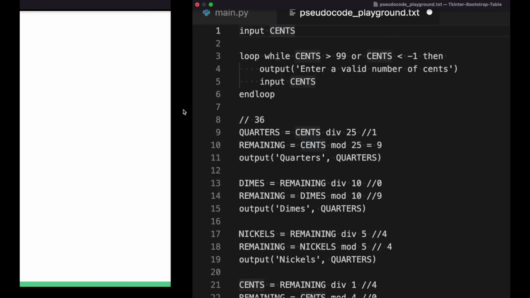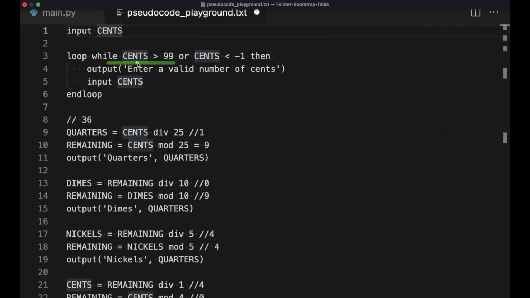We're using a while loop. We're always going to use a while loop to do this because that's the easiest way for us to basically trap someone inside a loop according to certain conditions, like so. We can't do it the same way with a for loop.